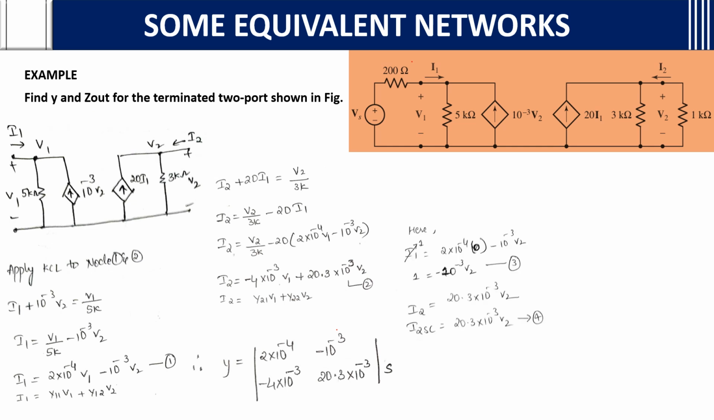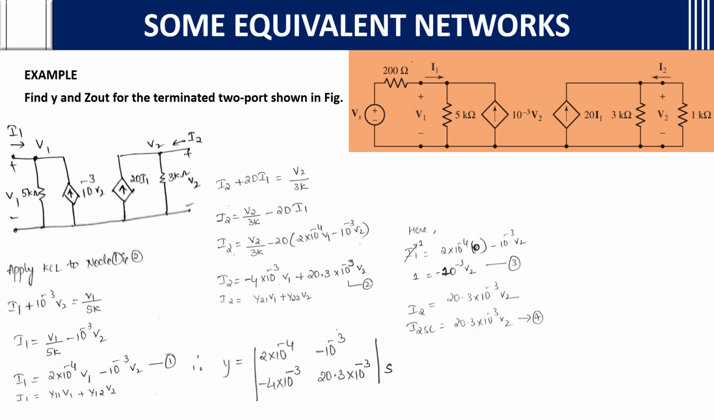For that, what we need to do? I1 should be short circuited. Because we require V2 OC, V2 open circuit. So I1 equals 2 into 10 power minus 4 into V1, and V1 will be 0. So you will get 1 equals minus 10 power minus 3 V2. From here you will get a value for V2. We will consider this as the third equation.